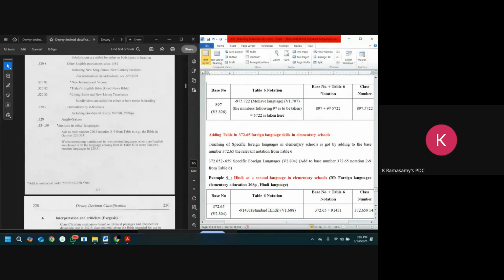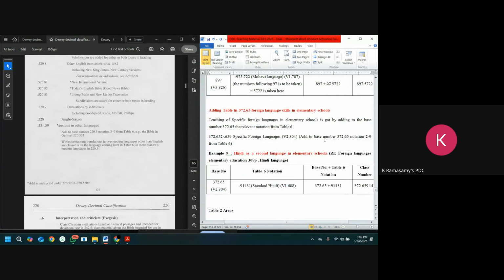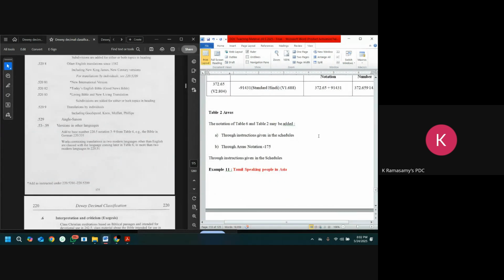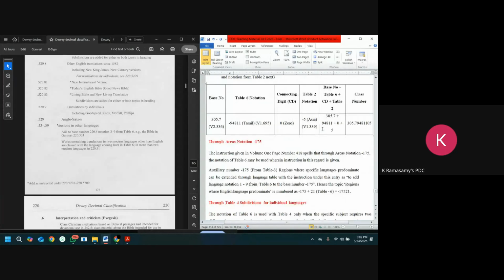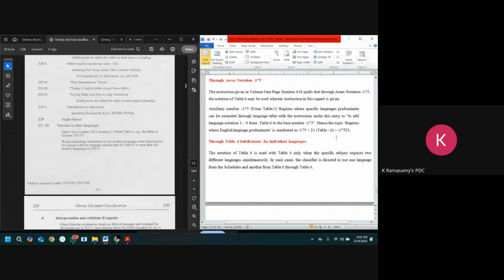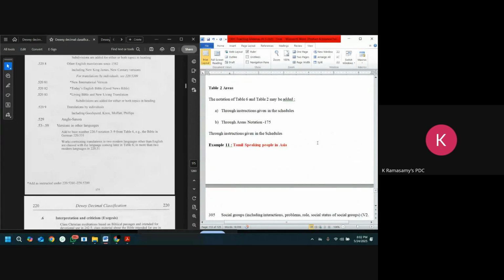I'll just tell you, apart from that, there are other areas where you are directed to add table 6. For example, foreign language skills in elementary schools. There are many places where they have given instructions of how you can add table 6. You can add it, absolutely no problem. These are a few examples of adding table 6.